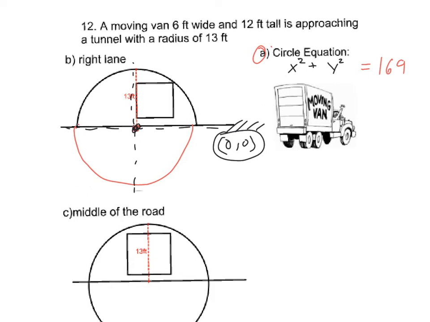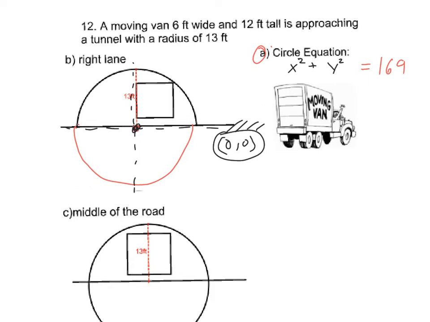So for part B, if the van is driving down the right lane, the only thing we really need to worry about in terms of whether it's going to make it through the tunnel is if the closest part to the tunnel is going to be slamming against it.